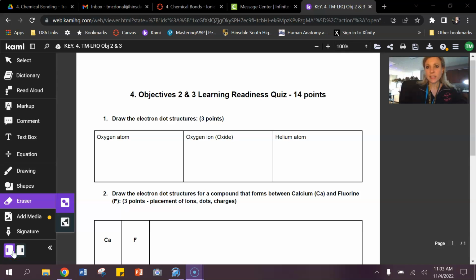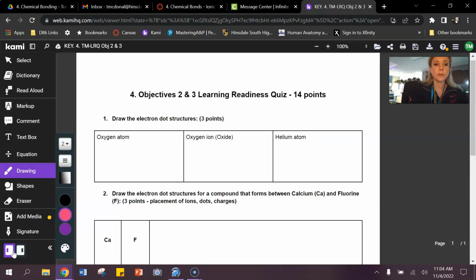Hello chemistry students, this is the video key for the Unit 4 Ionic and Metallic Bonding Learning Readiness Quiz, which covers objectives 2 and 3. We went over some of these problems in class, but I just wanted to make sure that you knew how to solve them so that you could get ready for the re-quiz. Okay, so let's take a look first at number 1.